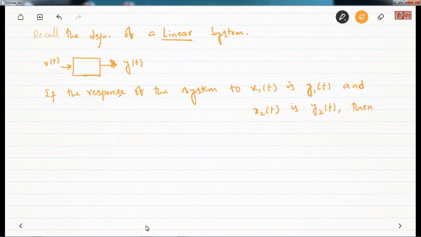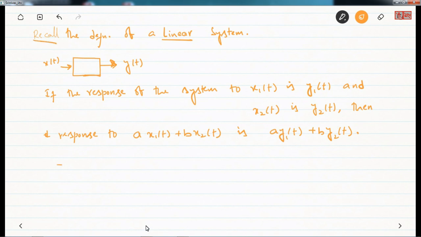Then, if the system is linear, the response to a into x1 of t plus b into x2 of t is a into y1 of t plus b into y2 of t, right? If a system satisfies this property, we call that system a linear system.